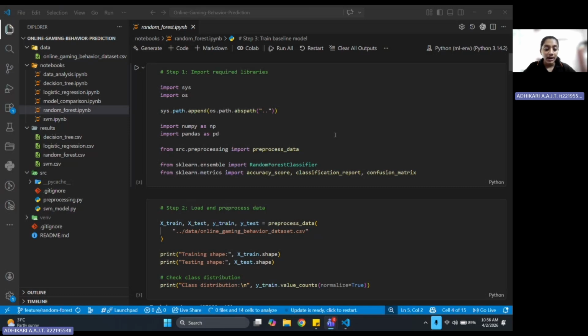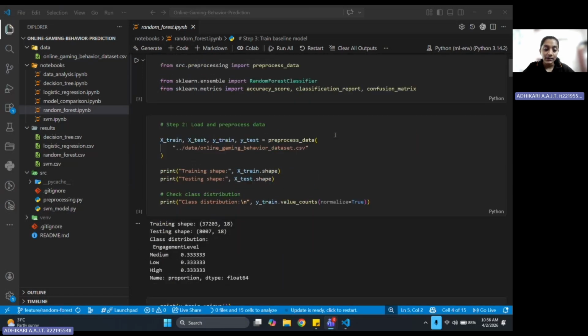The main idea of random forest is that instead of using one decision tree, it creates many decision trees and combines their results. Each tree makes a prediction, and the final output is selected based on majority voting. Because of this, random forest reduces overfitting and gives more accurate and stable results compared to a single decision tree.